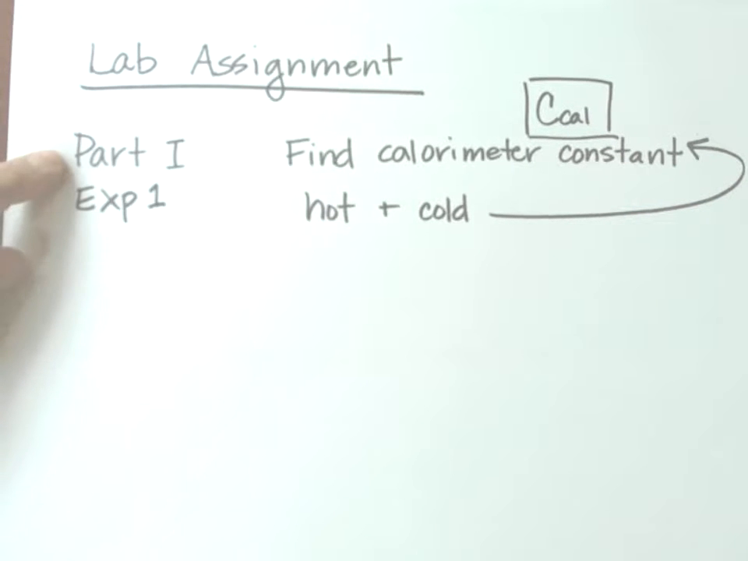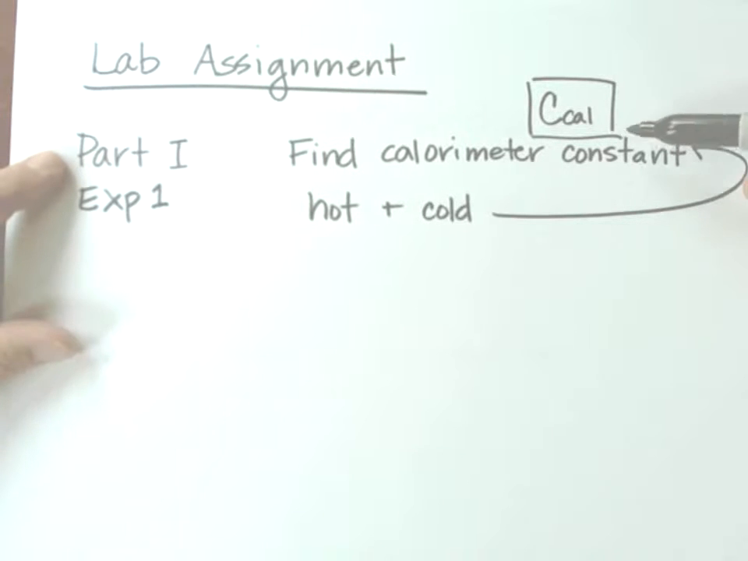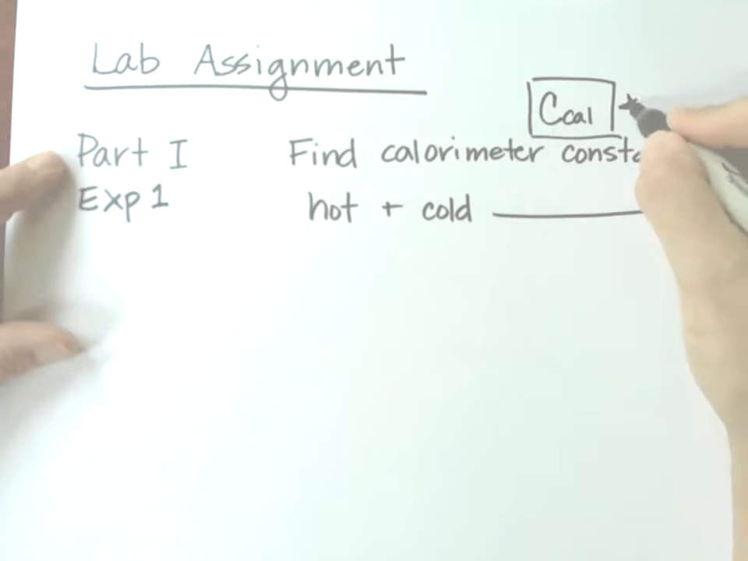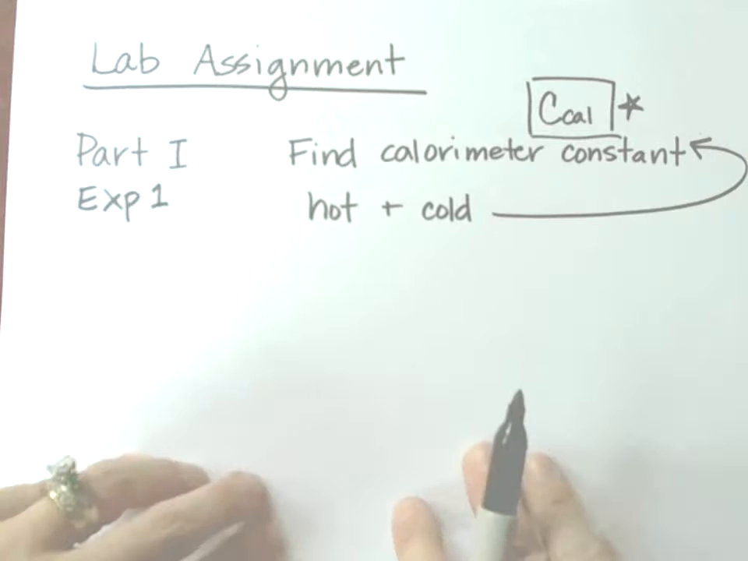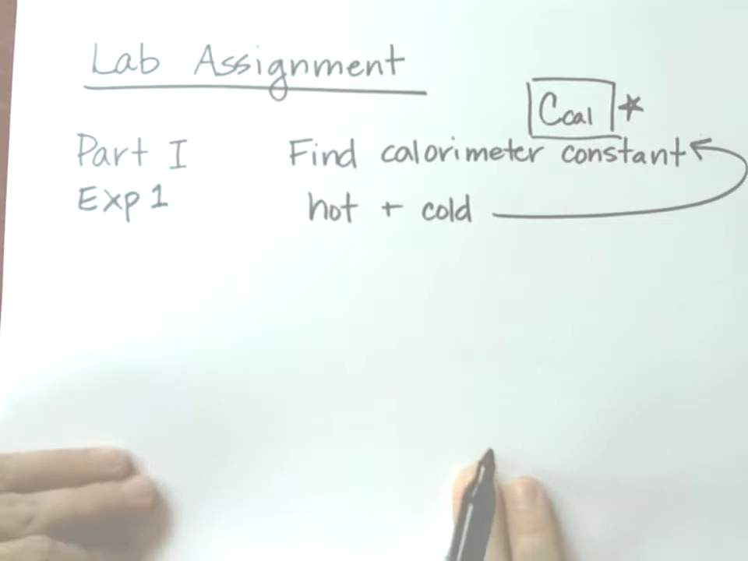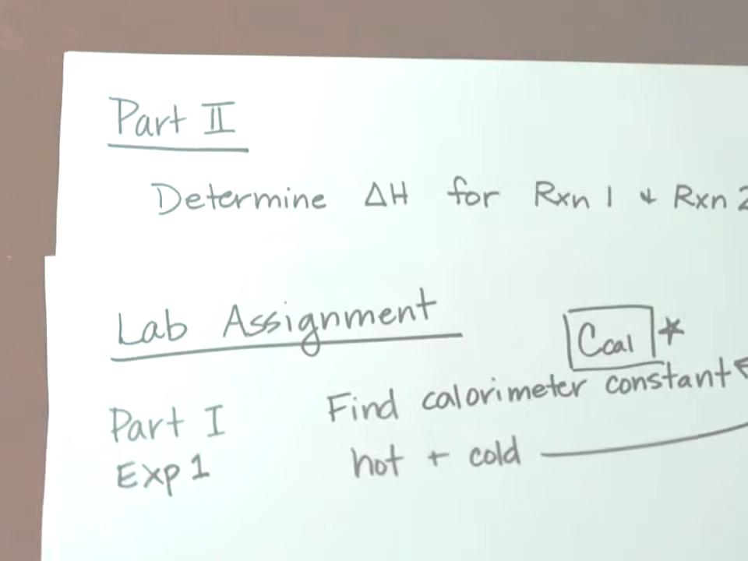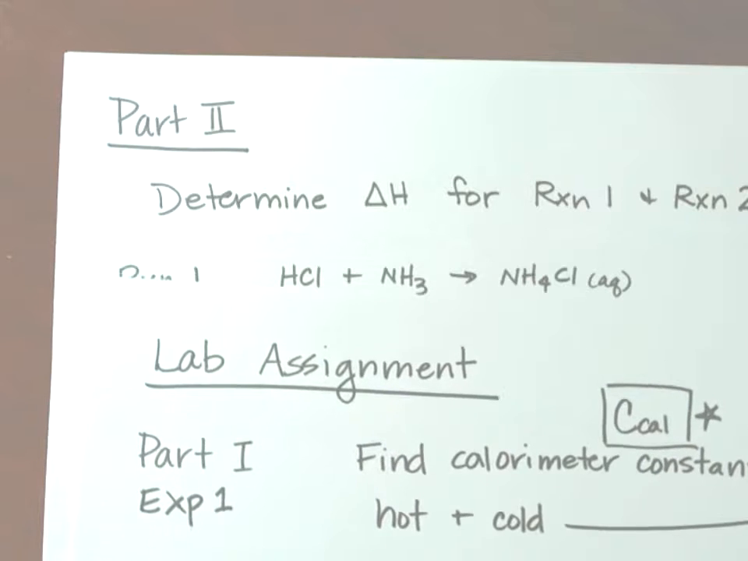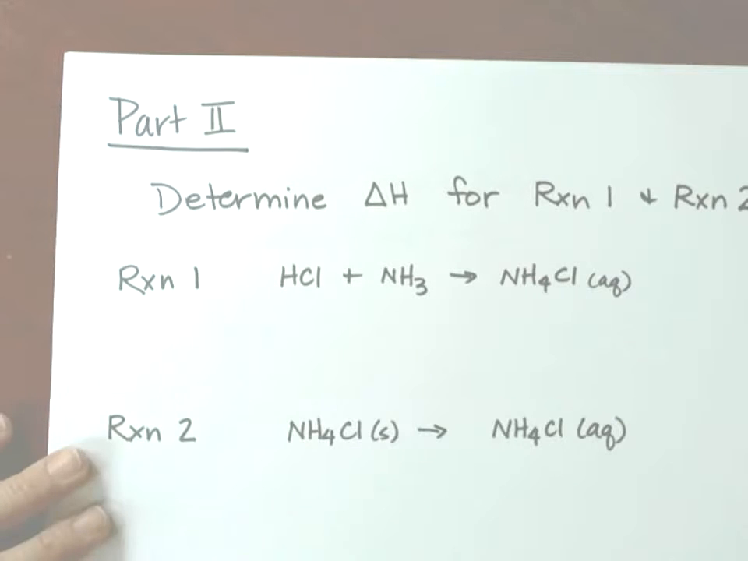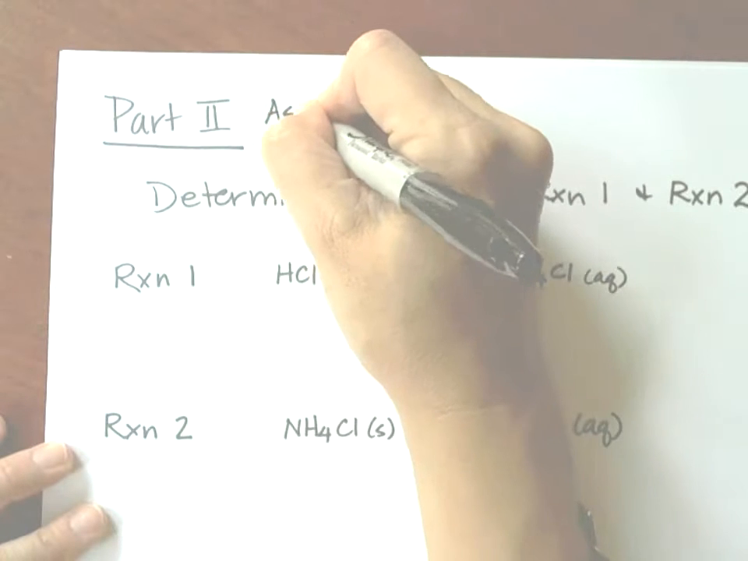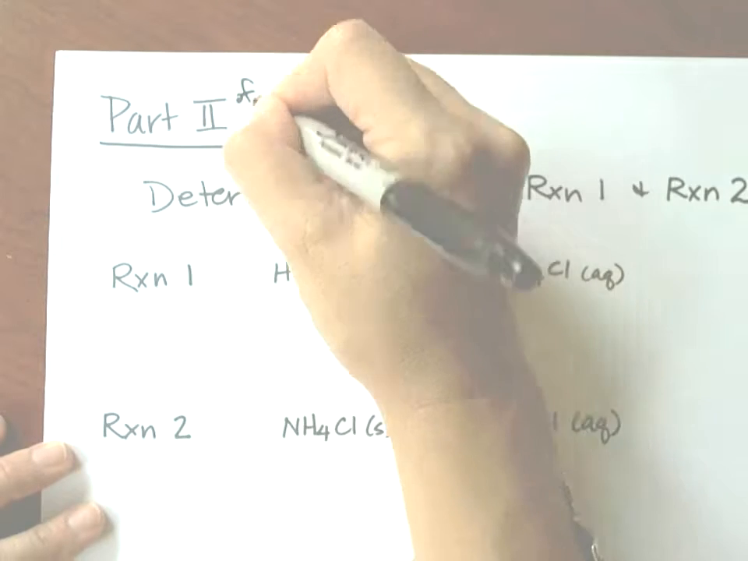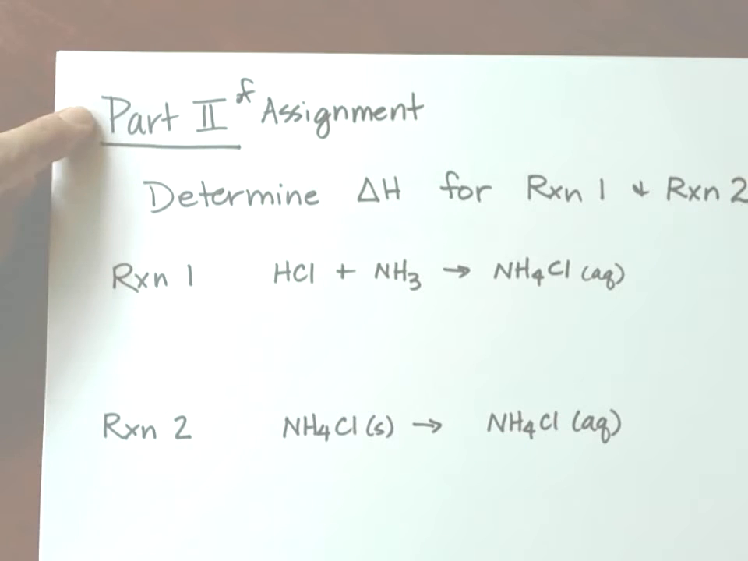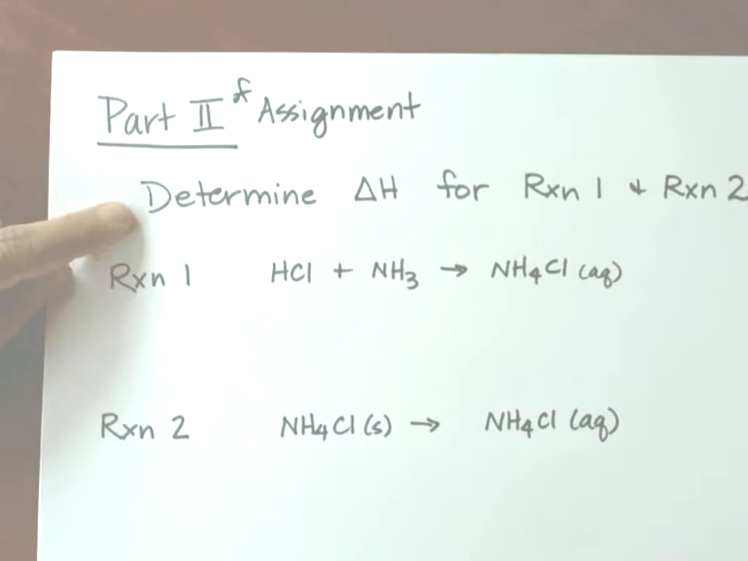So when you do the lab assignment, part 1 is going to walk you through a series of calculations. Again, this is the goal. You're going to find the calorimeter constant, which is then a value that you're going to need to use in the remaining parts of the report. When you get to part 2 of the assignment in the actual lab that you'll submit, you're going to determine the delta H for reactions 1 and 2.